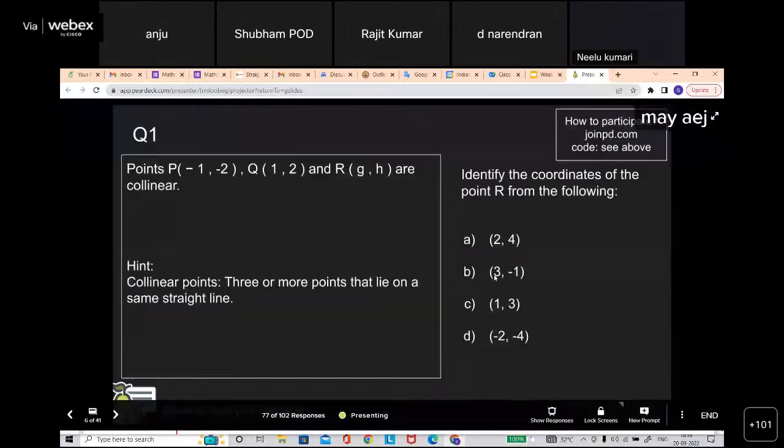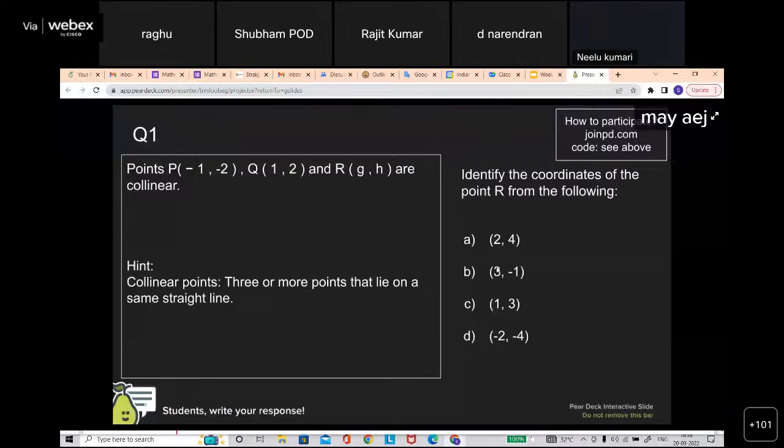Yes, sir. I calculated the line equation, and from that I derived that A and D are the right options, because the line equation which I derived was y equals 2x. Sir, we can also solve this by the area of triangle method. Yes, using the area of triangle we can answer that also.